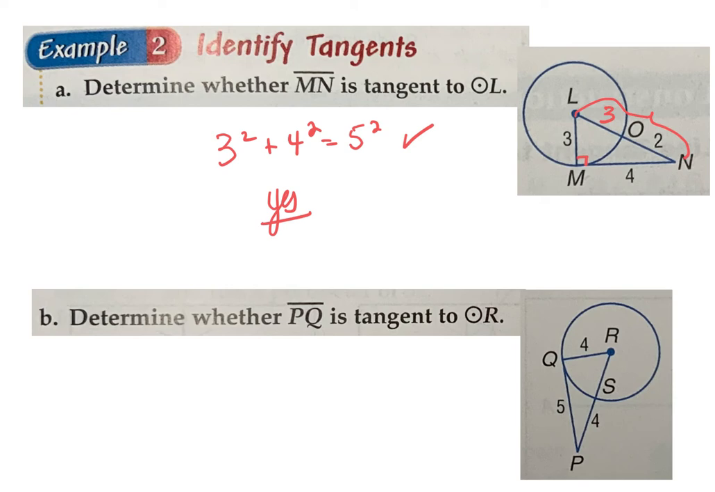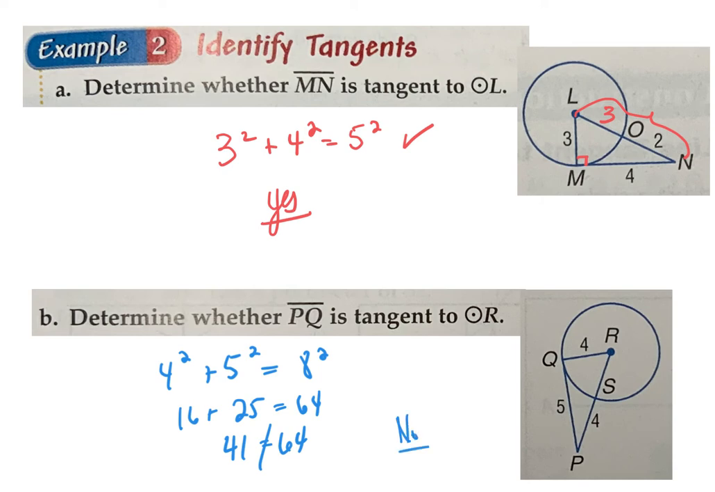You will get 4 squared plus 5 squared equals 8 squared. This is not going to work, right? No. So no. So sad. All right.